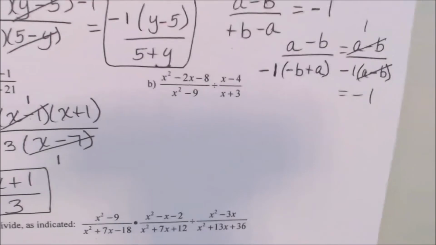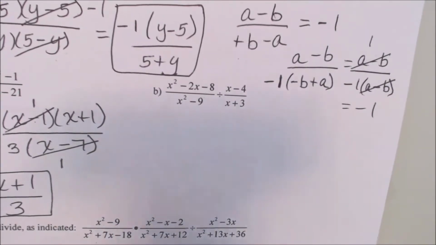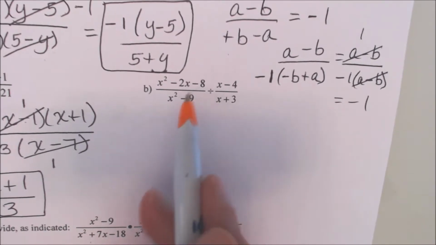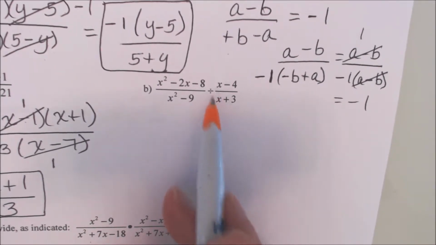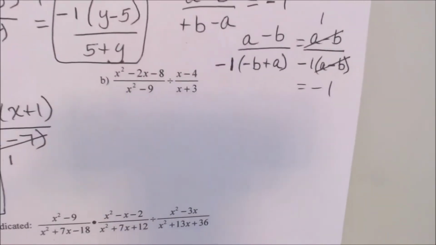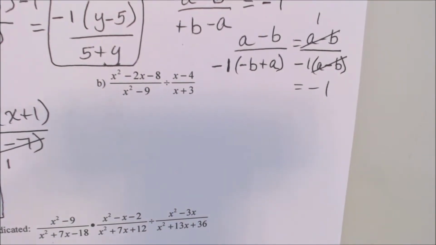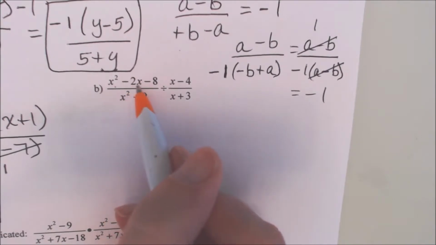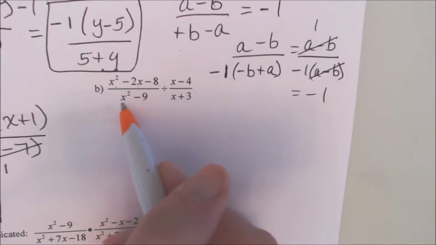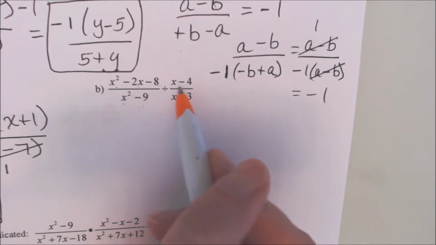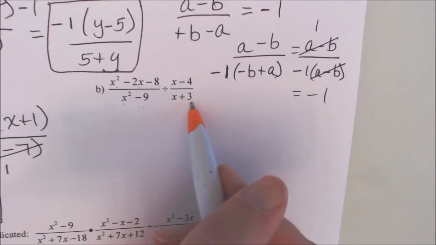Let's take a look at letter B. So when we divide fractions, you may remember from high school that when you talked about dividing fractions, the second fraction, you have to flip it and change it to multiplication. Before we get into that, let's factor anything that can be factored. So we have x squared minus 2x minus 8 divided by x squared minus 9, or I should say over x squared minus 9, and then divided by x plus 4 over x plus 3.